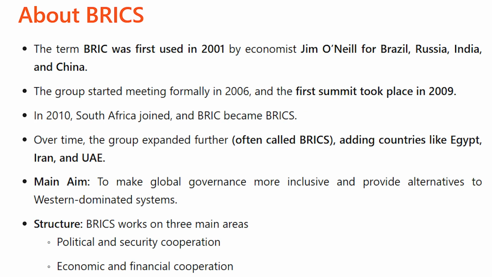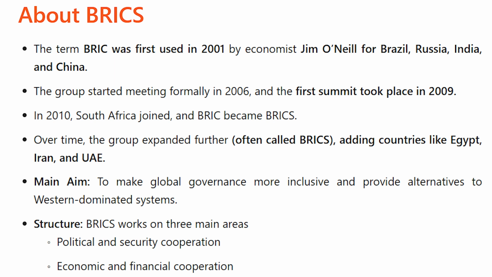About BRICS. The term BRIC was first used in 2001 by economist Jim O'Neill for Brazil, Russia, India, and China. The group started meeting formally in 2006, and the first summit took place in 2009. In 2010, South Africa joined, and BRIC became BRICS. Over time, the group expanded further, adding countries like Egypt, Iran, and UAE. Main aim: to make global governance more inclusive and provide alternatives to Western-dominated systems.